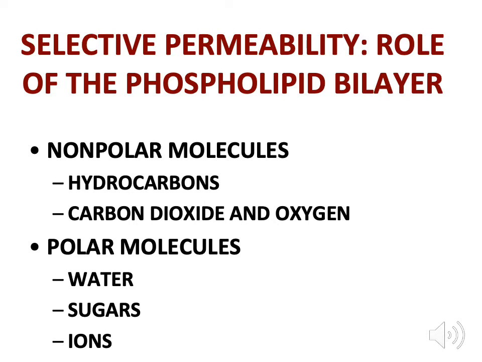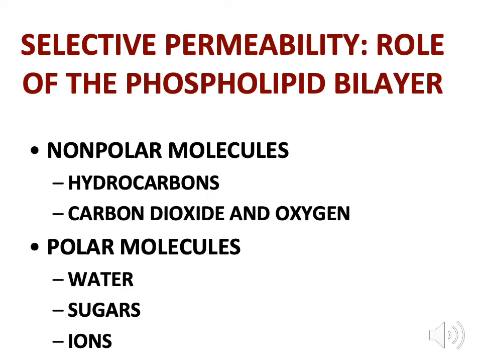Now, you'll notice that the title of my slide indicates here that there is a selective permeability demonstrated by our membranes, and that means they're kind of selective in terms of what can pass through. Sometimes the membrane will be permeable to a particular molecule, like our nonpolar molecules, like our hydrocarbons or carbon dioxide and our oxygen, but sometimes the membrane might be impermeable to the passage of molecules, and those would be the polar molecules that I see in the second bullet on our slide.